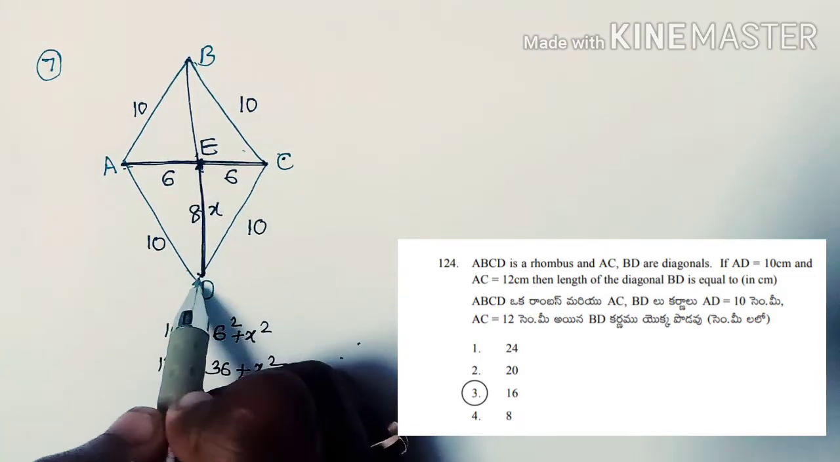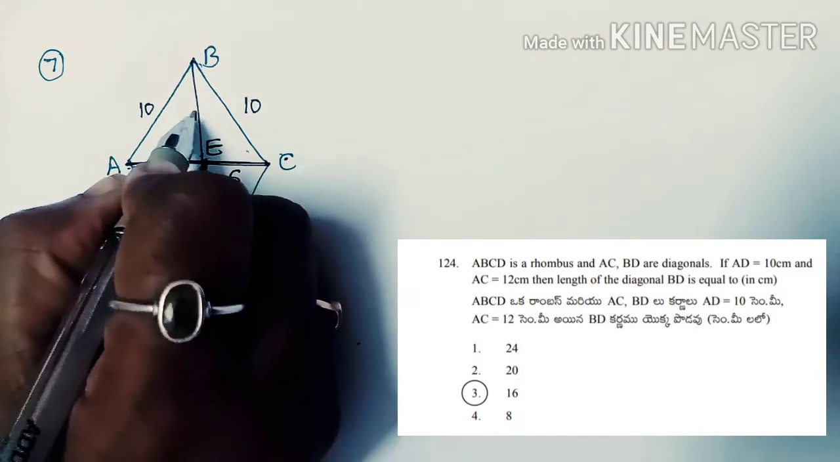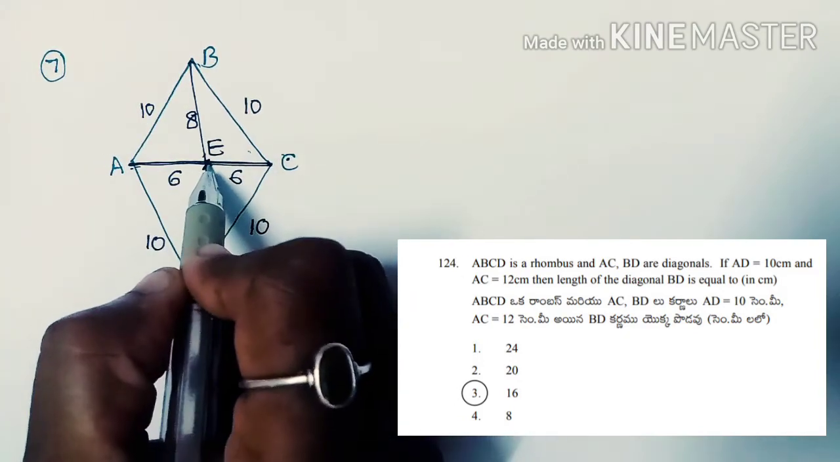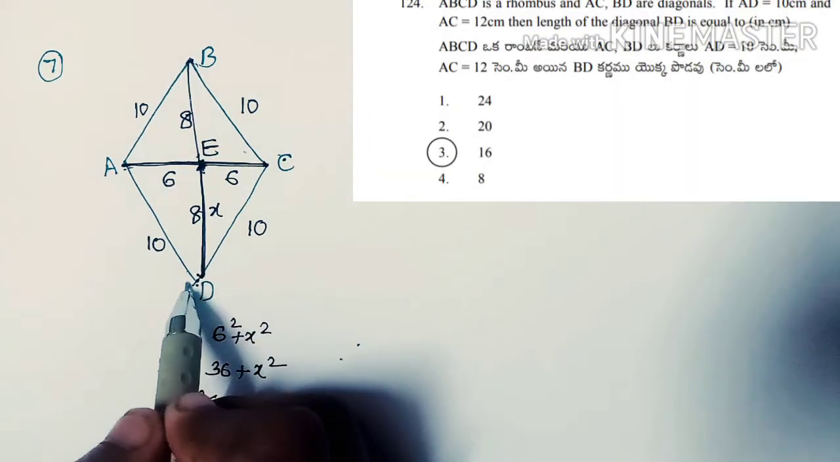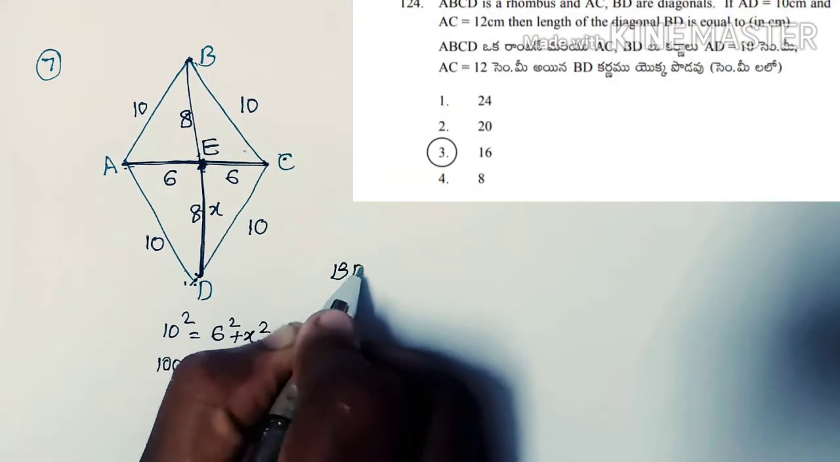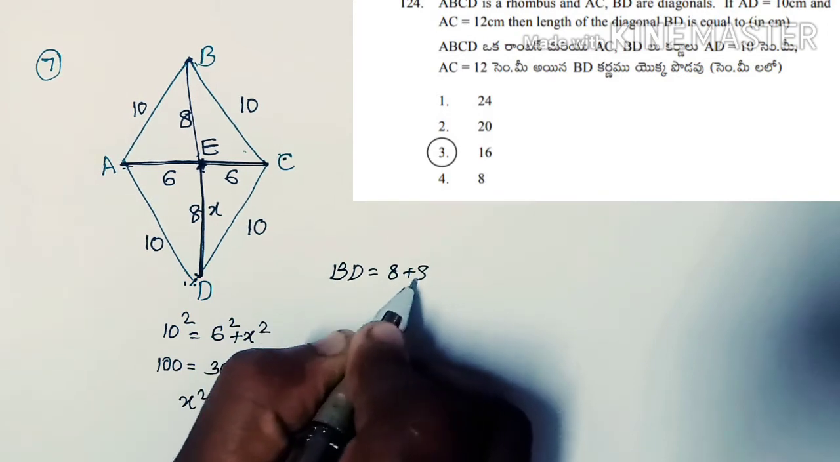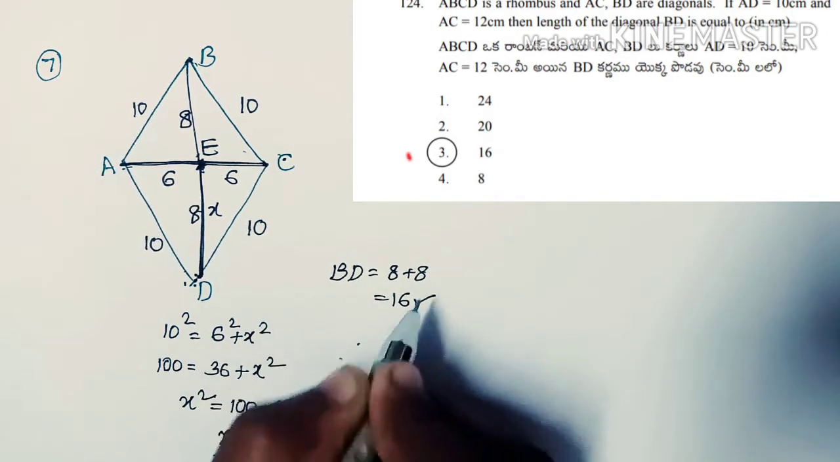So half of the value is equal to 8. Then this value is also equal to 8 since this is the midpoint. So this value is equal to 8 and this value is equal to 8. Therefore the length of BD is equal to 8 plus 8, which is 16. That is the third option.